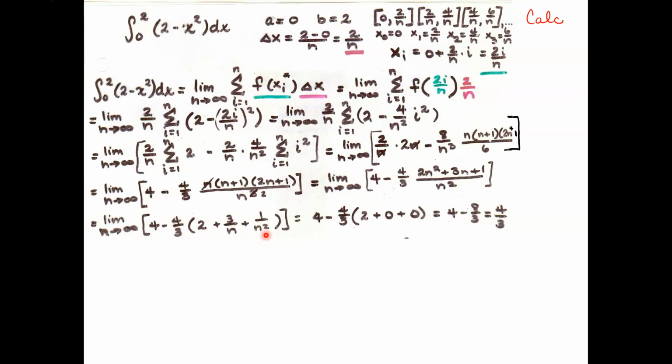So now we're ready to take our limit. When you take the limit of a constant, it's that constant. The limit of a number divided by a variable when you are approaching infinity is 0. So that's going to give us 4/3 times 2, which is 8/3. That's going to give us 4 minus 8/3, or 4/3, and that is the exact area under the curve.